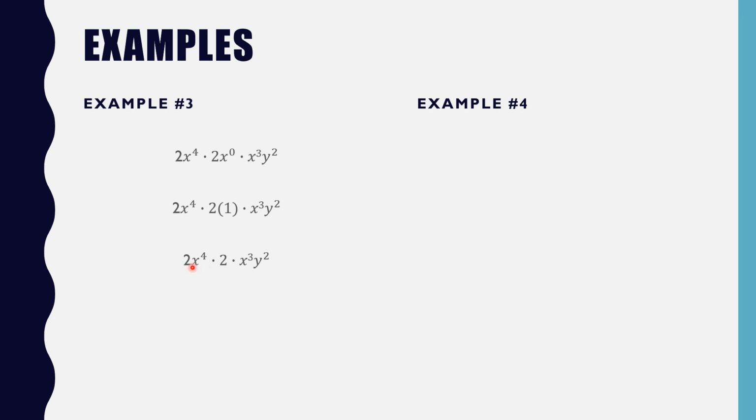Now we can combine our coefficients and we can start combining our bases. Now remember, this y is a different base. It cannot be combined with the x's. That needs to just stay with itself because it's all by itself. So 2 times 2 is 4, and then we know we have to add the exponents of the x's because x is a common base. So we've got 4 plus 3. And again, y to the second is going to stay by itself because there's nothing else for it to be combined with. So once we add our exponents, we get 4, x to the 7th, y to the 2nd. And that is it.